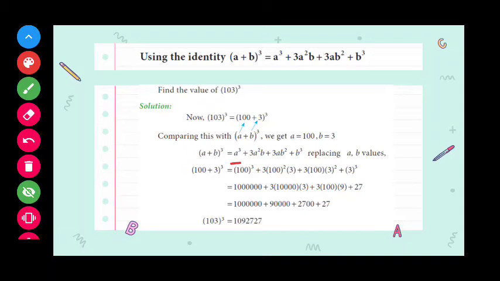In the place of a³ it is 100³, 3a²b is 3 into 100² into 3, 3ab² is 3 into 100 into 3², and b³ is 3³. Okay, so 100² you know the value, so basic multiplication itself you can do. So 3³ is 27. After adding all the final terms, you end up getting this value. This is the actual answer for 103 whole cube.